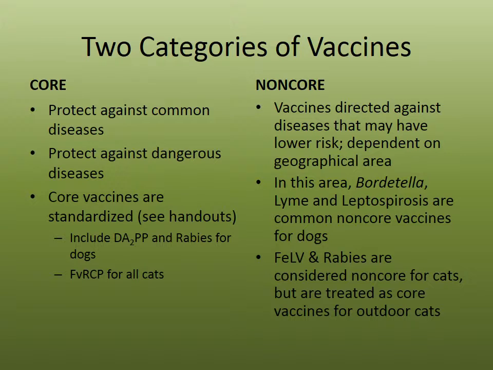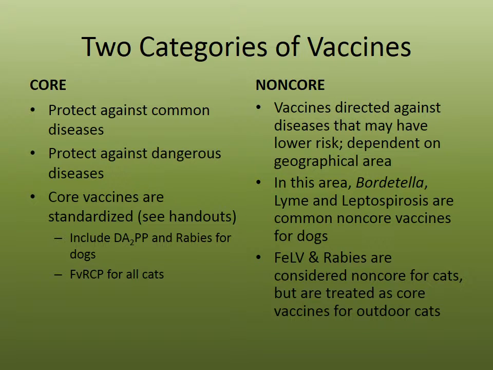Core and non-core vaccines. This is something that you're going to deal with all the time if you're in small animal practice and also in certain large animal practices. So core vaccines, what are they? Well, they're vaccines that protect against common diseases, or I should say dangerous diseases. That would be like rabies, right? It is a dangerous disease, but it's not common. Core vaccines are standardized. I had some handouts for this year's class, but basically you can look up online the standardized core vaccines for dogs and cats and things like that.